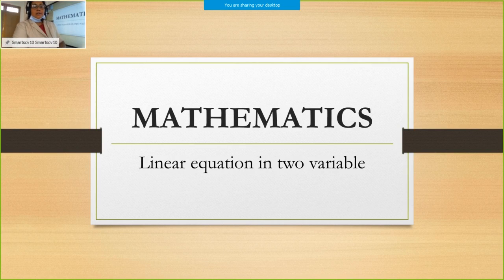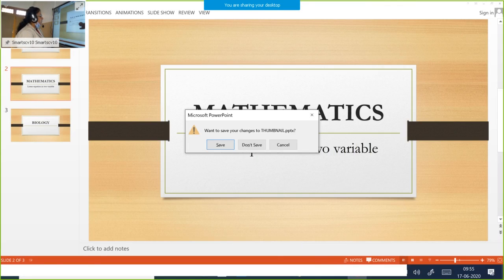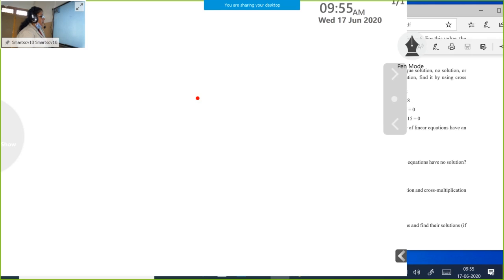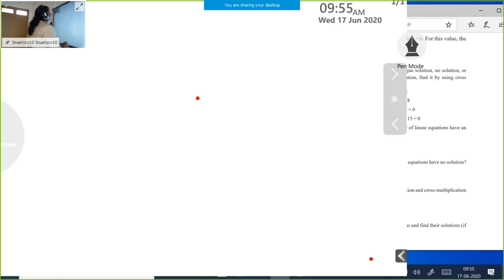Good morning, students. Today we start our section on linear equations in two variables. What is a linear equation in two variables? It is an algebraic equation involving two variables, x and y, or a and b. If it is x, y, z, that is three variables. Okay, we continue our today's topic.